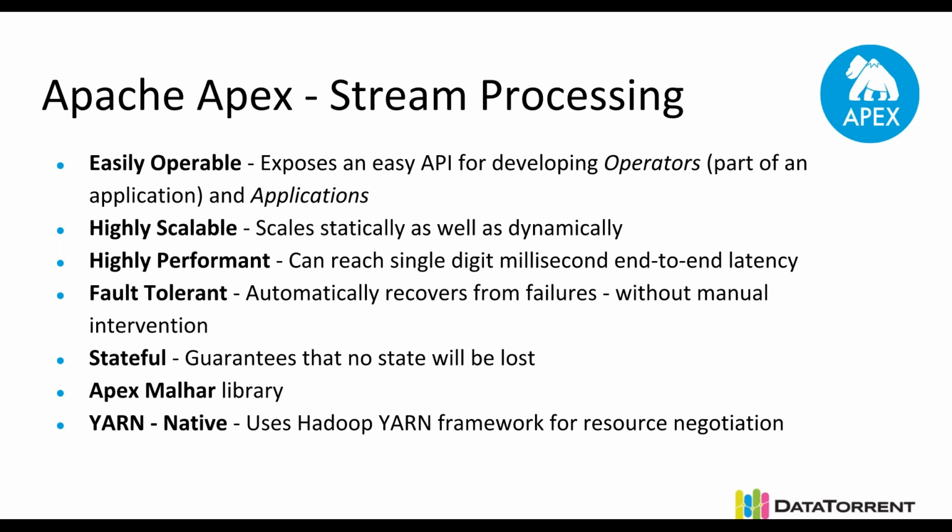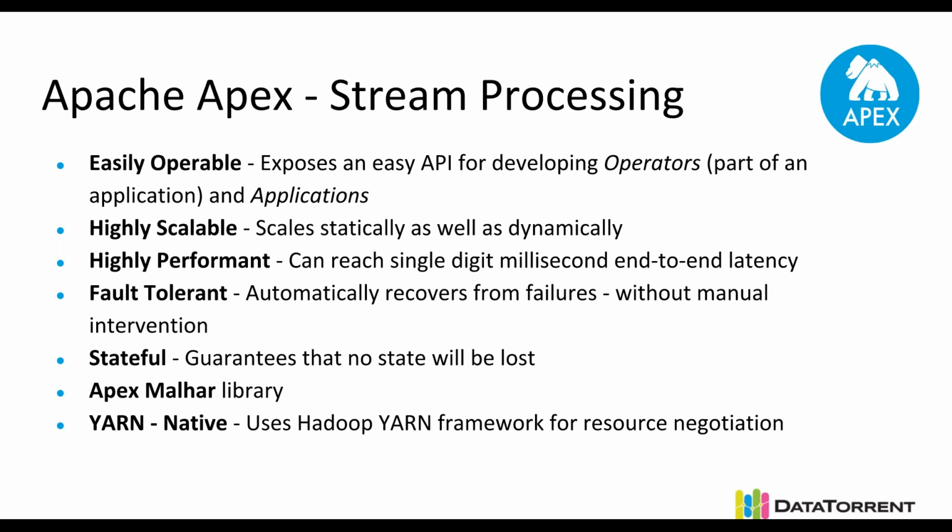I have listed a few of the prominent features of the Apex platform. One of the appealing things is easy operability. What does it mean? It's extremely easy to build your distributed applications which will run on top of Hadoop using Apache Apex. Next thing is scalable. It is highly scalable. We support static as well as dynamic scalability.